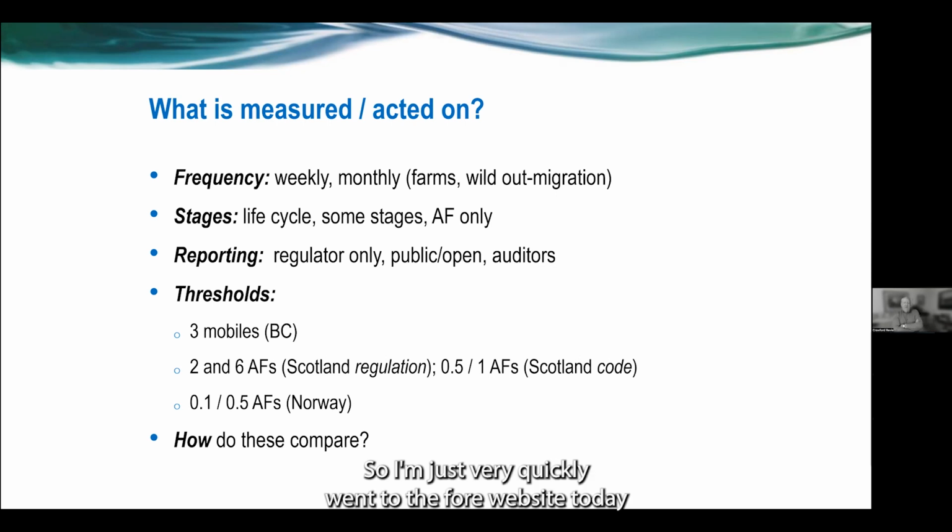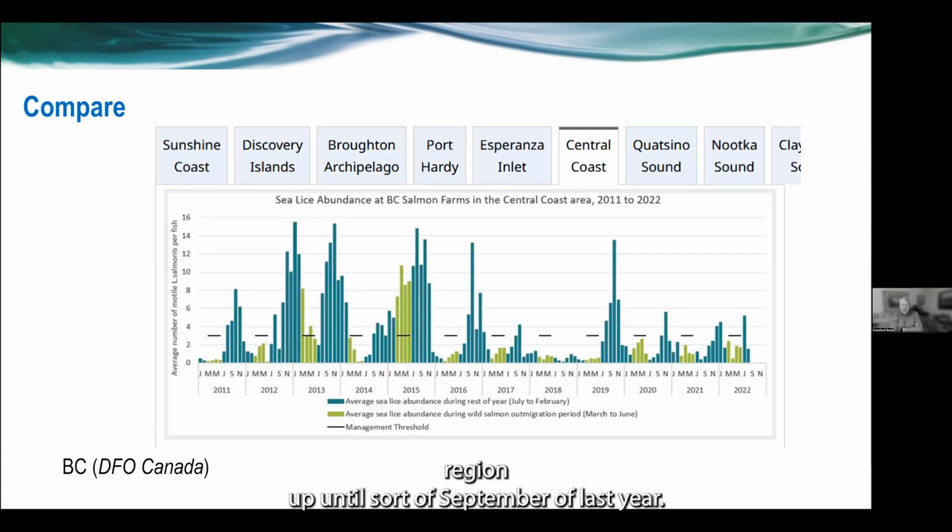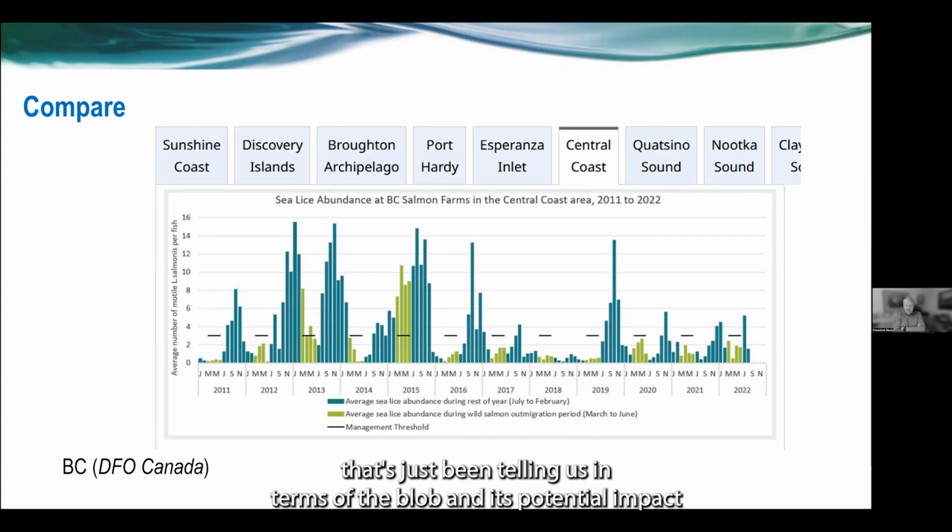So I just very quickly went to the DFO website today and had a look at the overall summary for the Central Coast region up till September of last year. And, you know, we see that, we shall come back to this later, but in 2013, and in particular in 2015, which will be interesting when we reflect back on some of the stuff that Dick's just been telling us in terms of the blob and its potential impact.